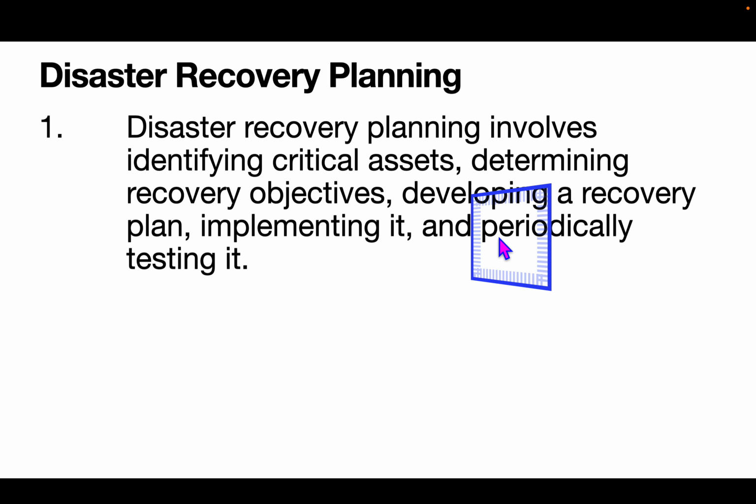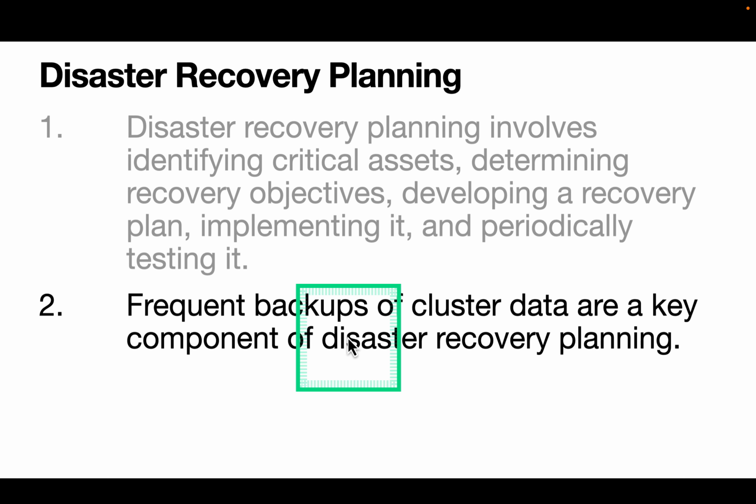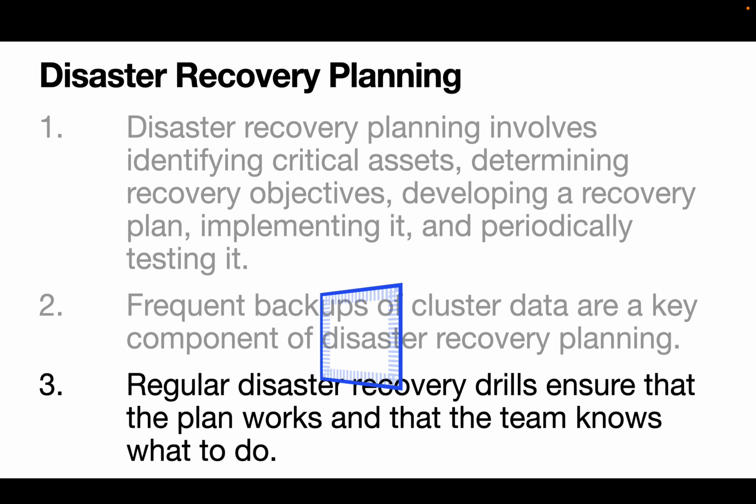Disaster recovery planning. A sound disaster recovery plan starts with identifying the critical assets such as essential Kubernetes components and application-specific resources. This is followed by determining recovery objectives which outline the desired outcome of the recovery process. The plan is then developed, which involves steps like creating frequent backups of cluster data and ensuring they are stored safely. Implementing this plan becomes a part of the routine operations.